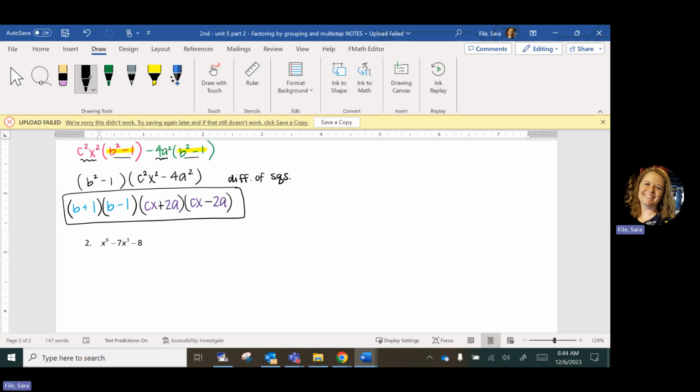So do y'all want to do guess and check, grouping, or box method? Grouping? Okay, so I'm going to start with my x method. I'm going to say, so that's an understood 1 times -8. So what multiplies to -8, but adds to -7?